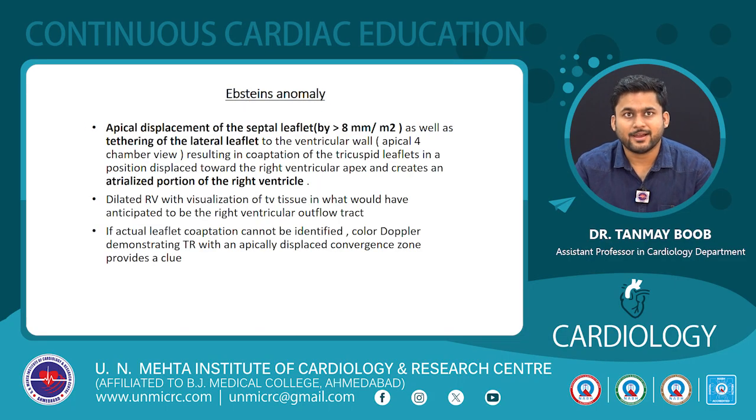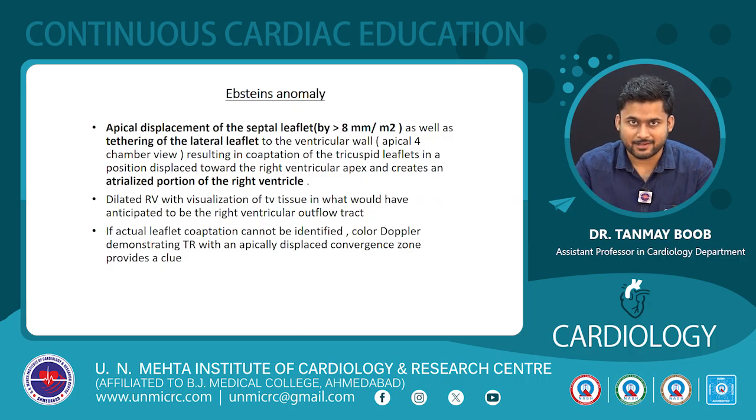Ebstein's anomaly is defined by apical displacement of the septal leaflet by more than 8 mm per meter square of body surface area, as well as lateral leaflet tethering to the apical wall, as will be seen in the apical 4-chamber view in a subsequent image, resulting in coaptation of the tricuspid leaflets in a position displaced towards the RV apex, thus creating an atrialized portion of the RV.